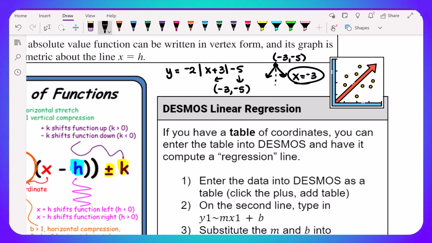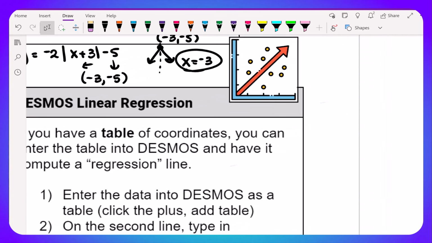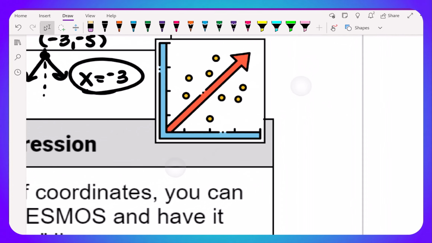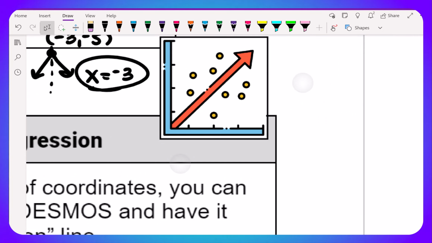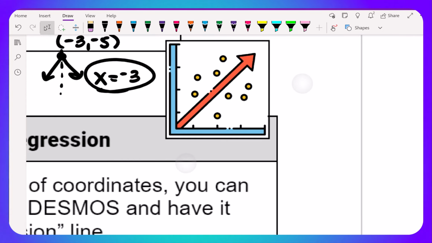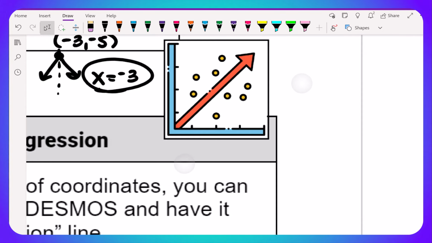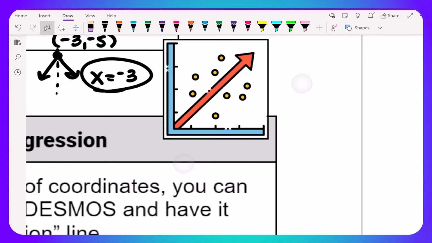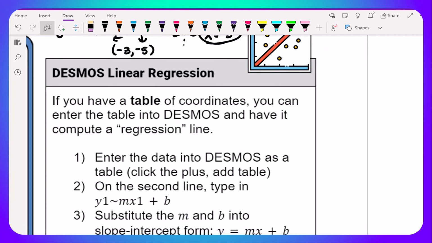All right, next up is linear regression, and we use that when we typically have a bunch of real-world data coordinates, or we have a table given to us. If they give us a scatter plot like this, then what you'll have to do is translate that into x and y coordinates and type it in as a table.